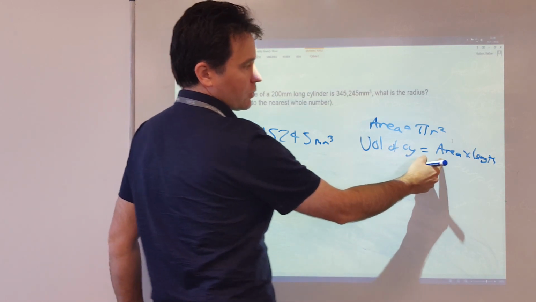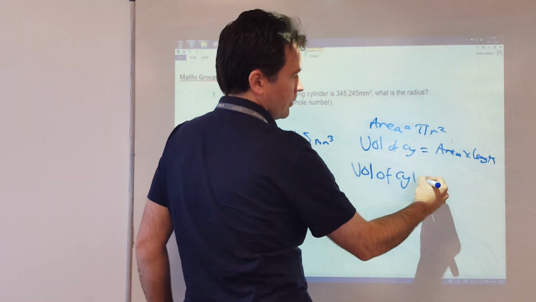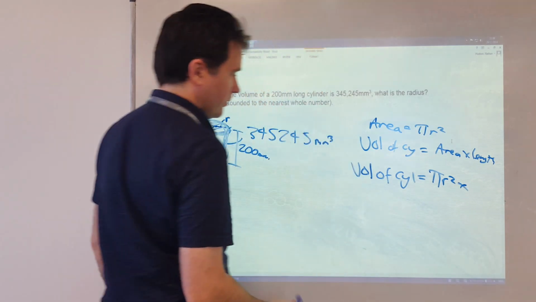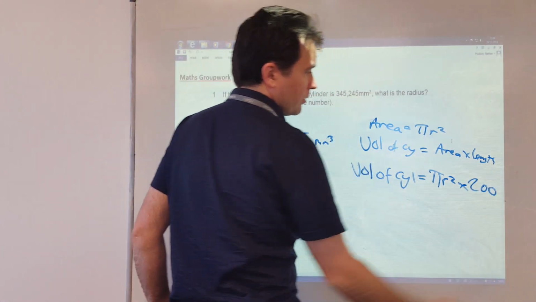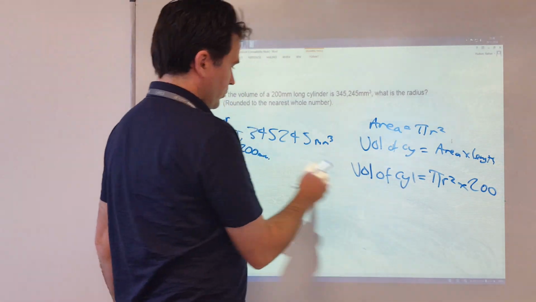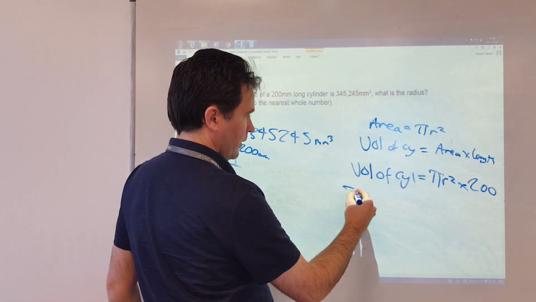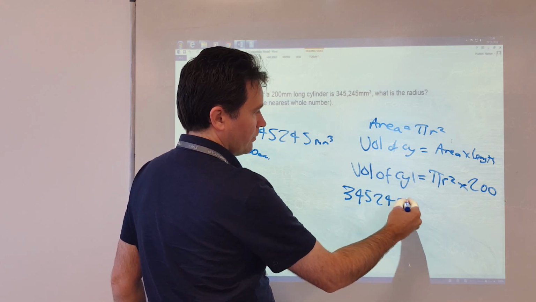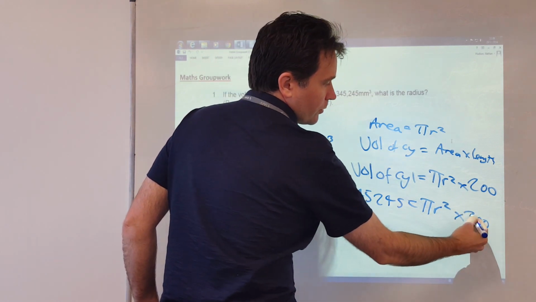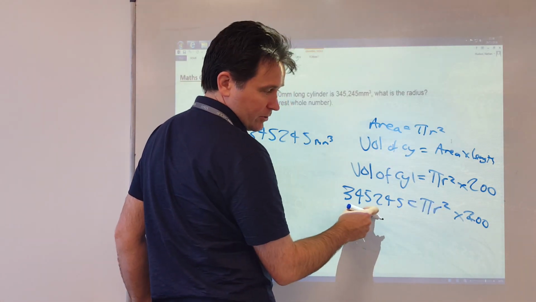So let's rearrange now, then we'll chuck the numbers in. So volume of cylinder equals area times length. So volume of cylinder equals pi r squared, which is the area, times by the length of 200. Well, we're told the volume. The volume's 345,245. So substituting that number for that, 345,245 was created from doing pi r squared times 200. Strange, because we've already got the answer, if you like, and we're trying to work out what was the radius to get that answer.